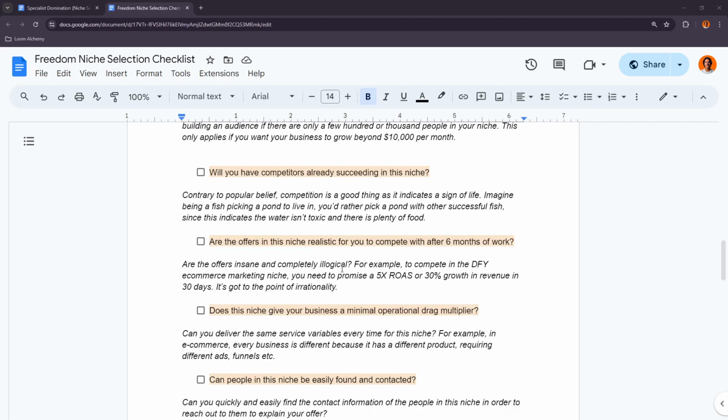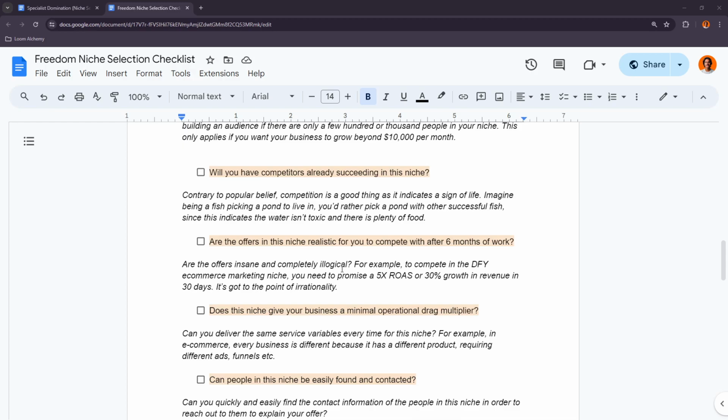Now the next one is, are the offers in this niche realistic for you to compete with after 6 months of work? Are the offers insane and completely illogical? For example, in the done for you e-commerce marketing niche, you need to promise a 5 times return on ad spend or 30% growth in revenue in 30 days.